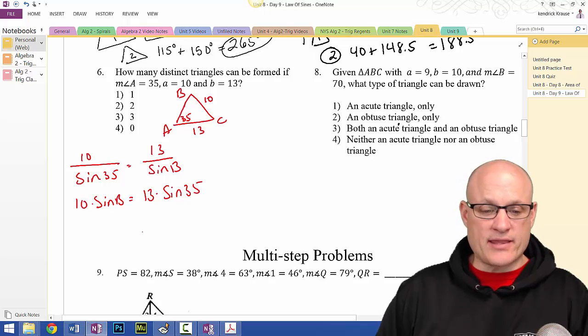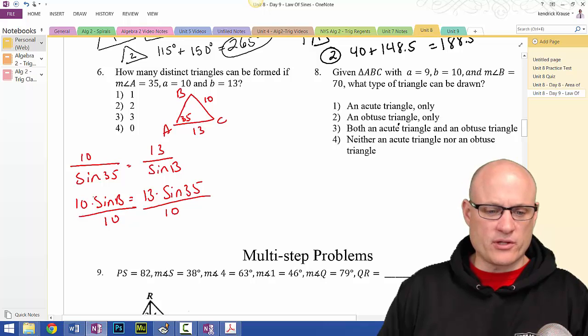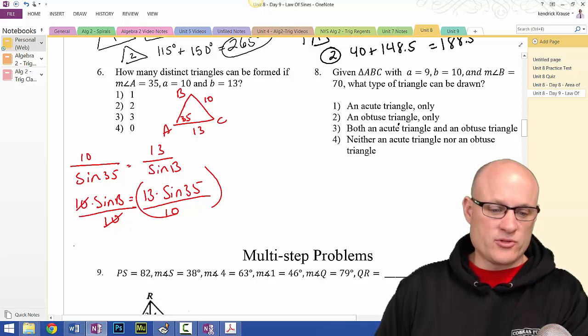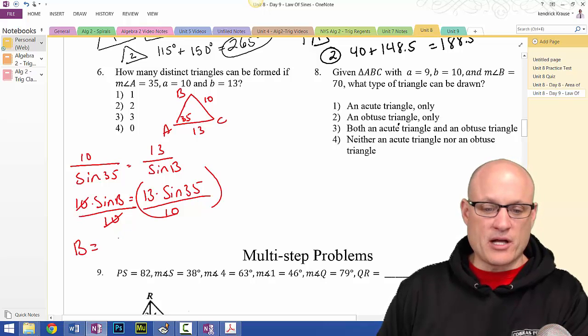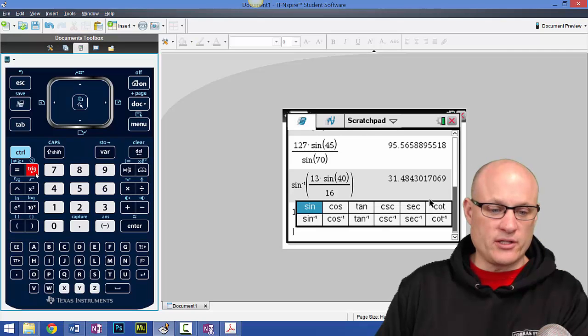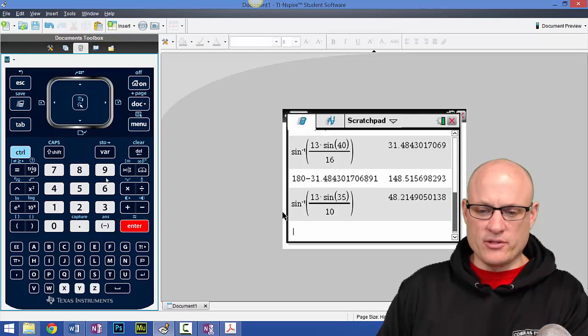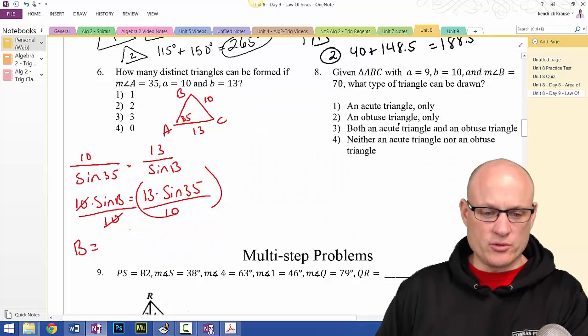I want to show you at the end what this is going to look like when you get 2 triangles. I'm pretty certain this one works out to 2 triangles. So I'm going to do the inverse sine of all this, just to figure out what B is. And I apologize, it's not the greatest work. So let's just do inverse sine of a fraction. It's 13 times the sine of 35 all over 10. And you get 48.2. I'm just going to use 48.